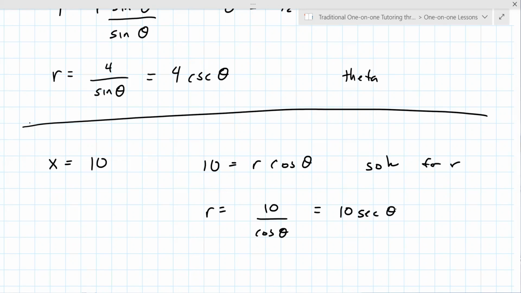Okay. All right. Where to go from here? So now the next ones are a little bit different.